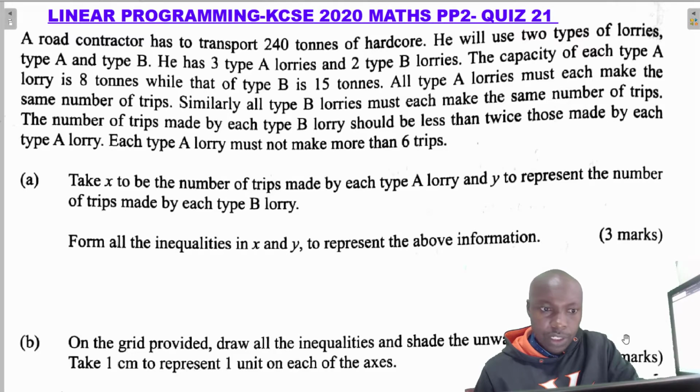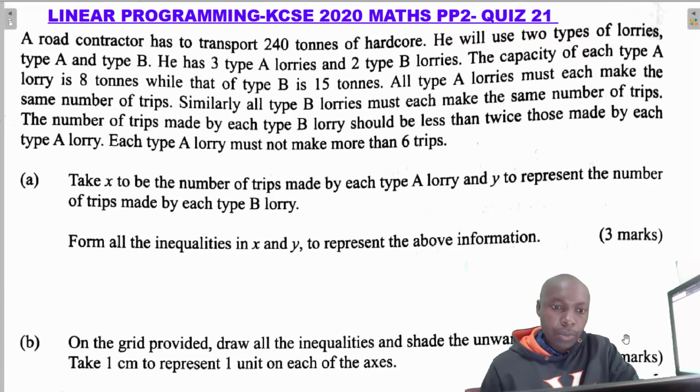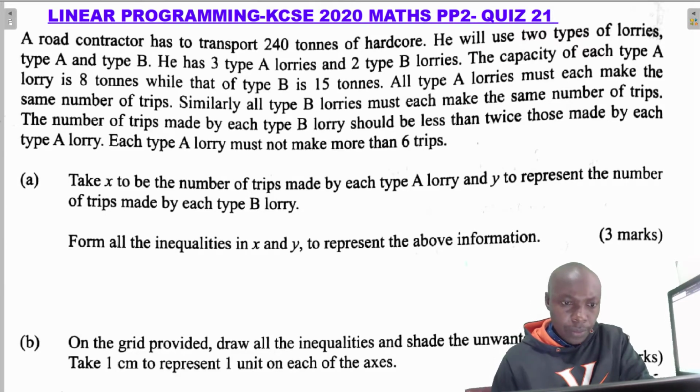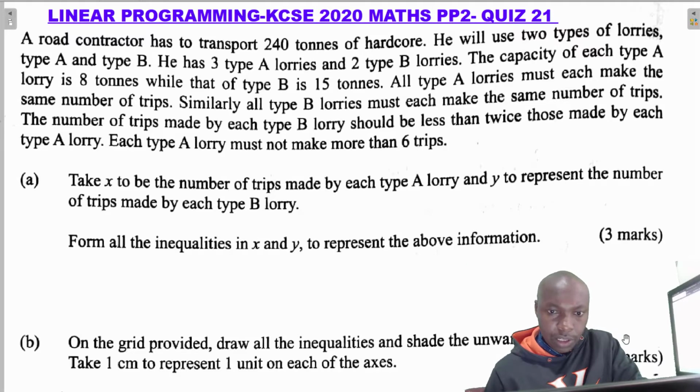The capacity of each type A lorry is 8 tons, while that of B is 15 tons. All type A lorries must each make the same number of trips. Similarly, all type B lorries must each make the same number of trips. The number of trips made by each type B lorry should be less than twice those made by each type A lorry. And then each type A lorry must not make more than 6 trips. So that is the question.